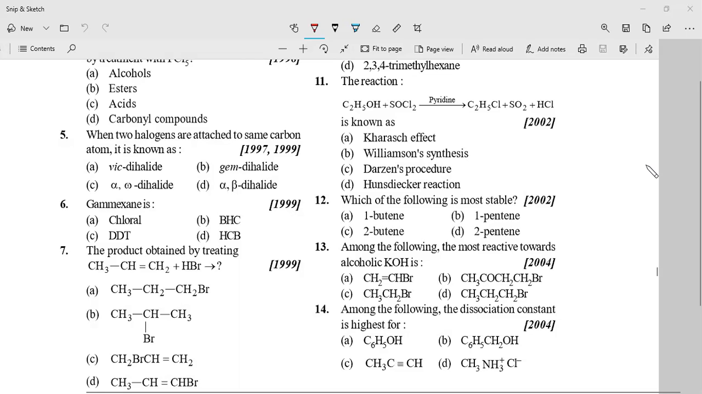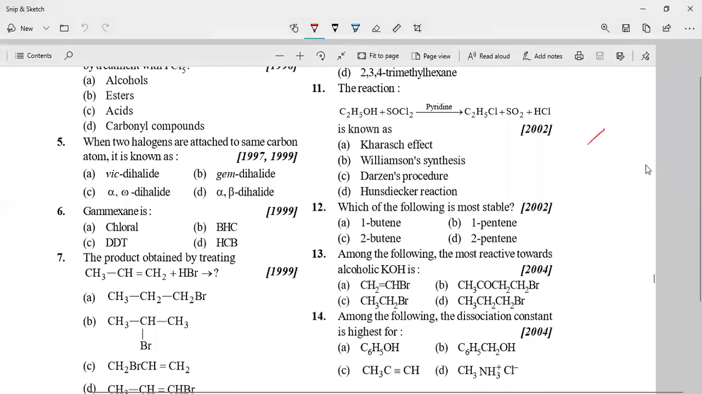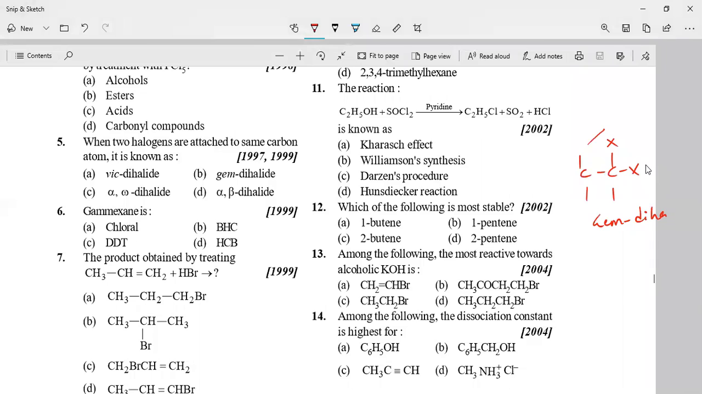Okay, students, let us start answering these questions. When two halogens are attached to the same carbon atom, it is known as what? If two halogens are attached to the same carbon, we call this type of compound a gem dihalide. So option B is correct.